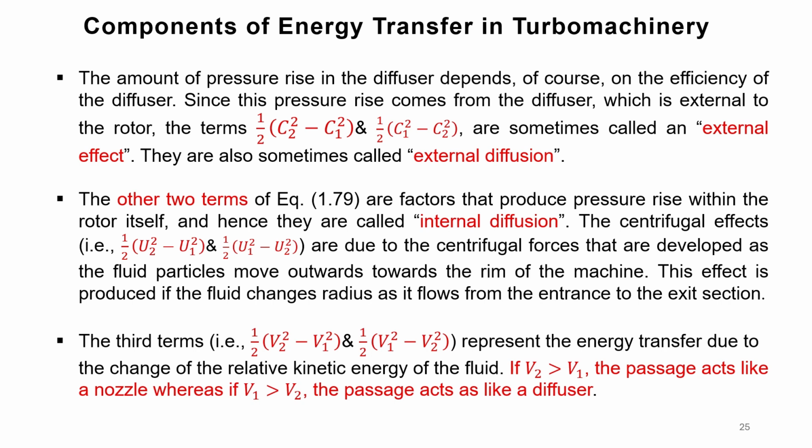Now again we call either this term or that term external diffusion because it is happening before the rotor and after the rotor, whereas we call this term the internal diffusion. This is what is happening across the rotor itself. But this is the centrifugal effect. So basically the impeller is rotating. There is a rotation speed at the leading edge, and there is another rotation speed at the trailing edge, sorry, and the difference between them creates the centrifugal forces.